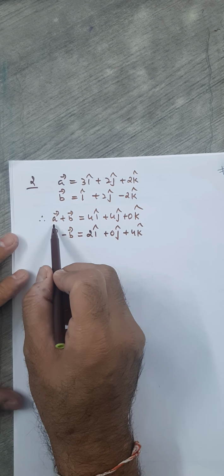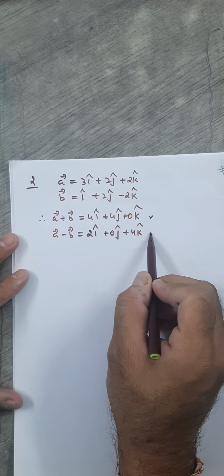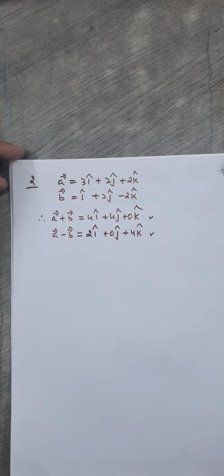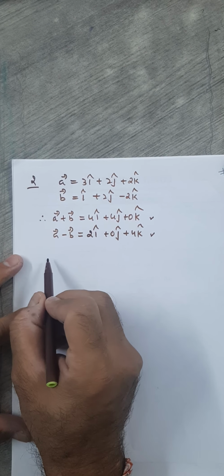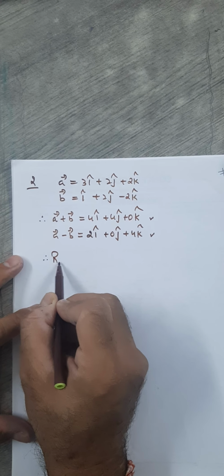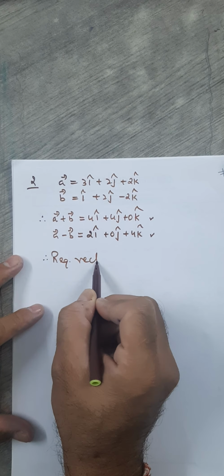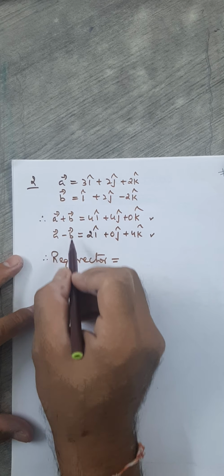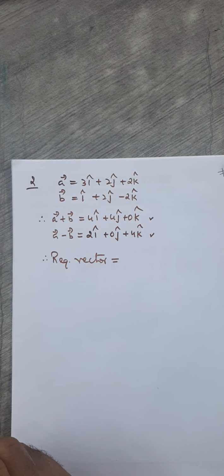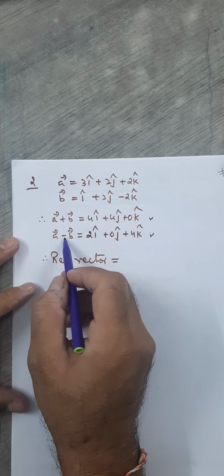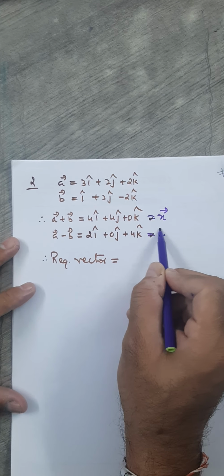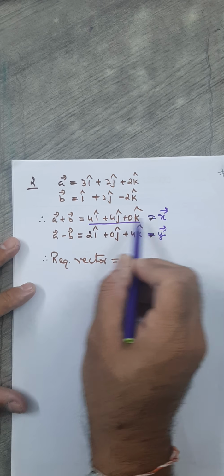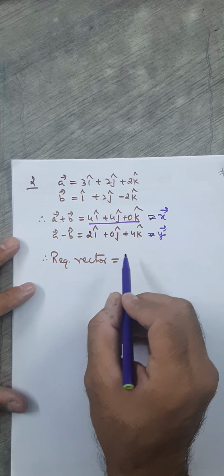Now you want a vector that is perpendicular to this and this. When you need a vector perpendicular to two vectors, we need to use the cross product, remember. So I'll write here the required vector. The required vector means a vector that is perpendicular to both, remember. Which two? These two. You can call this vector x, and you can call this vector y, for example. x is this vector, y is this vector.